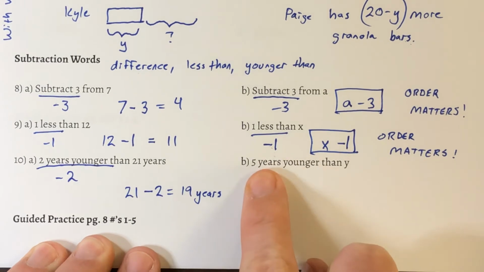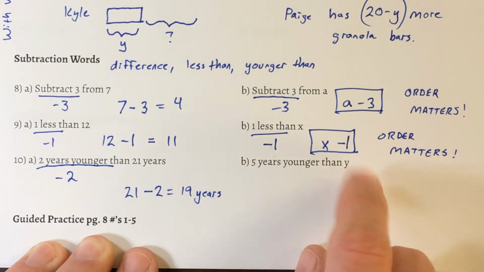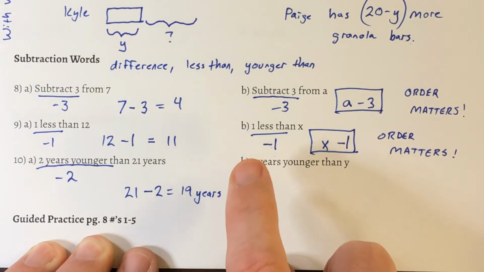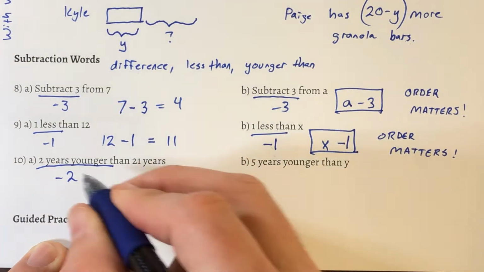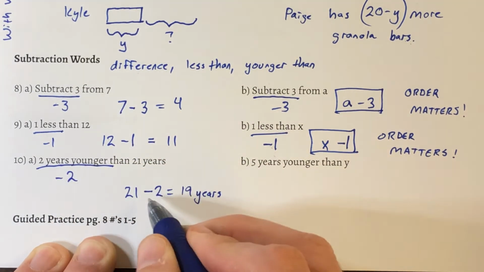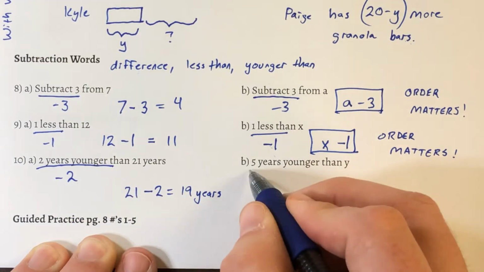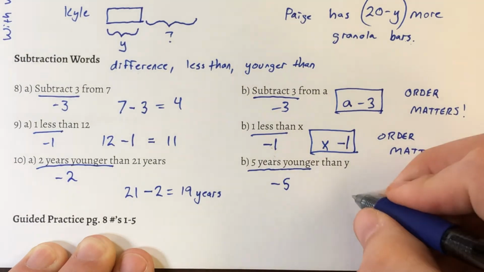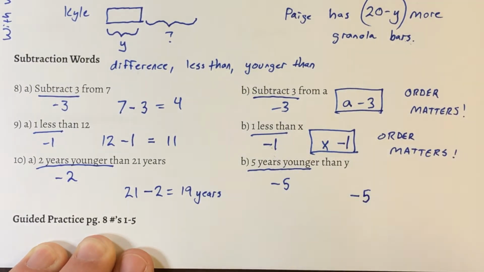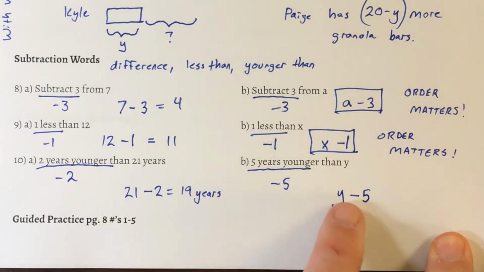All right, 5 years younger than Y, meaning there's someone and we don't know how old they are, but we know that we're 5 years younger than them. Think of it like that. So, just like this one, 2 years younger. If you want to know how old someone is, if they're 2 years younger, well, you'd take away 2. So if someone is 5 years younger, that means you're going to take away 5. So we're going to subtract 5 from Y. So our answer is Y minus 5.